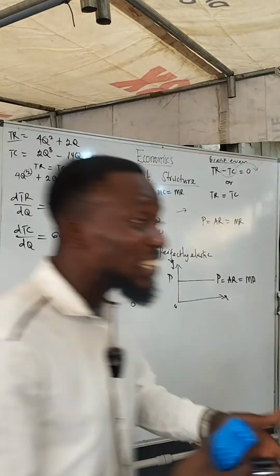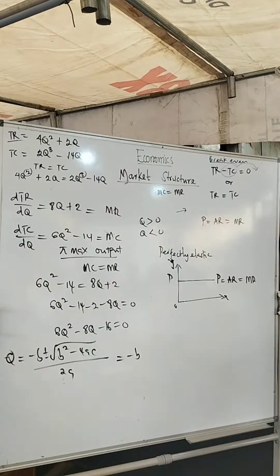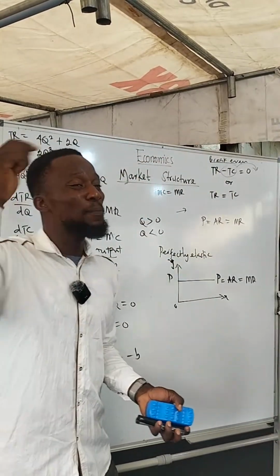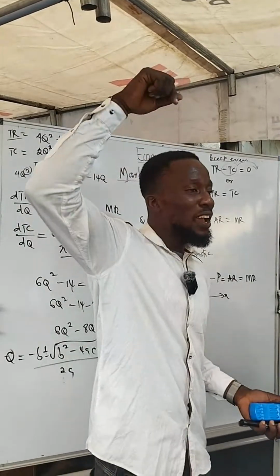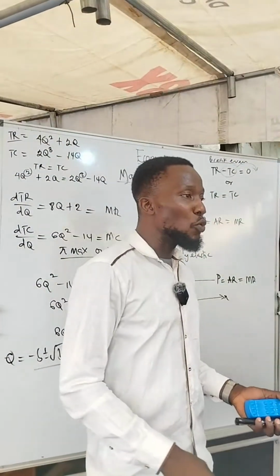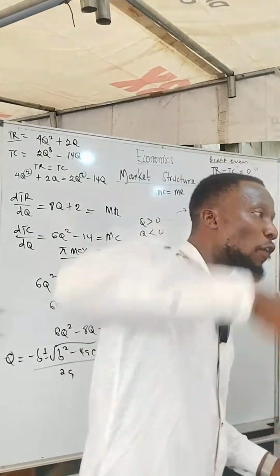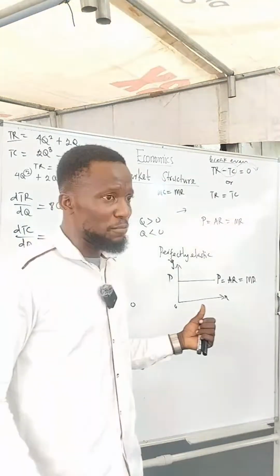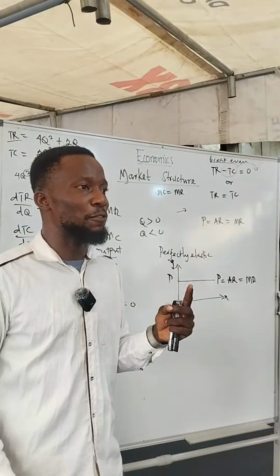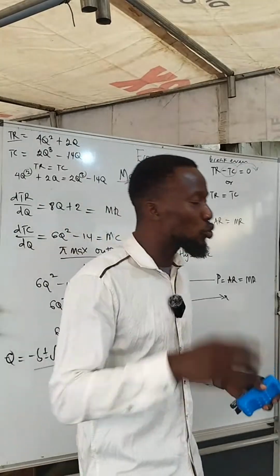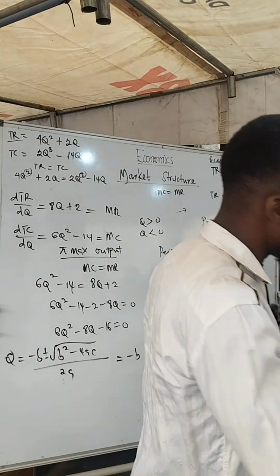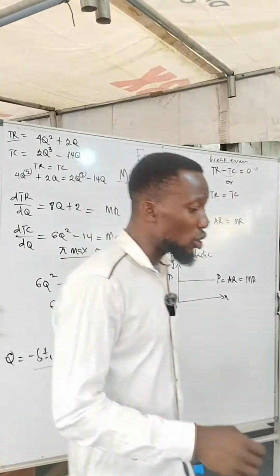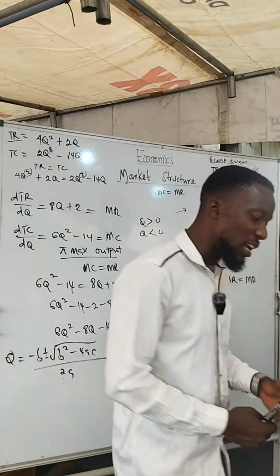But then the idea is this. You already know that to find the profit maximizing output or price of a firm in a perfectly competitive market, the major condition that must be satisfied is that your marginal cost must be equal to marginal revenue. Is that taken?